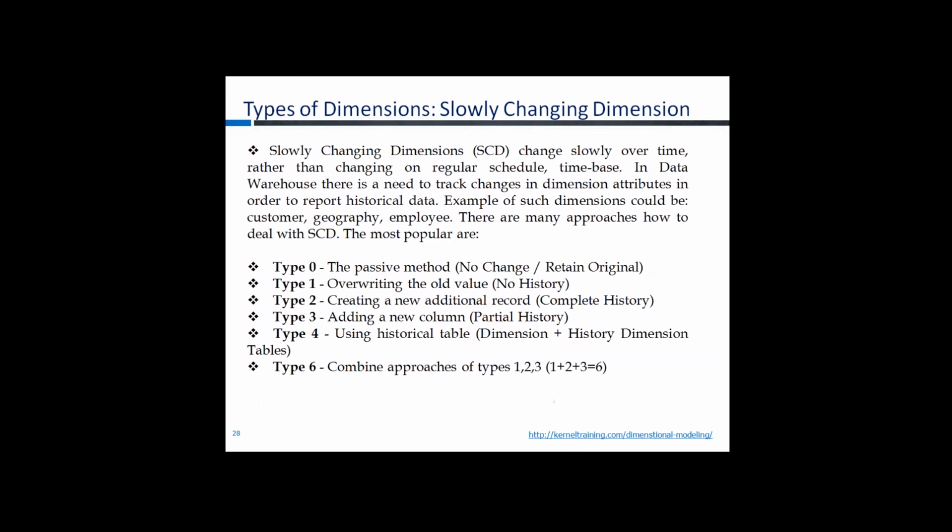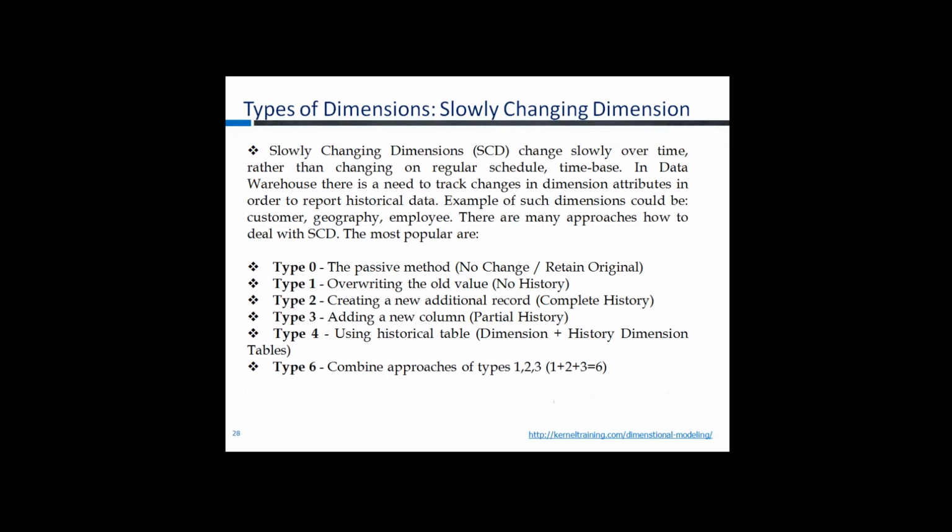And type 0 is basically those dimensions where, once data is loaded, there is no change. For example, if I have one dimension table for month, how many records will be in that dimension table? Only 12, January to December. And once you load those 12 records, you don't have to change them for the entire life, because more than 12 months is not going to happen, and less than 12 months is not going to happen. So those 12 records will be there as they are.